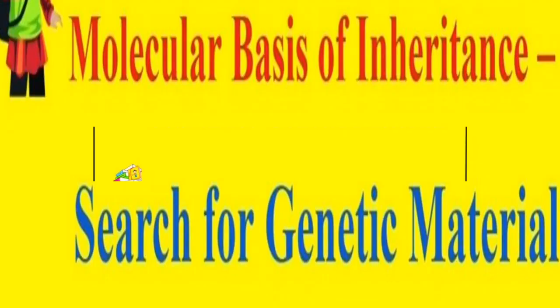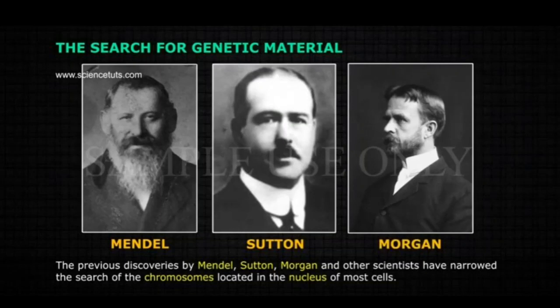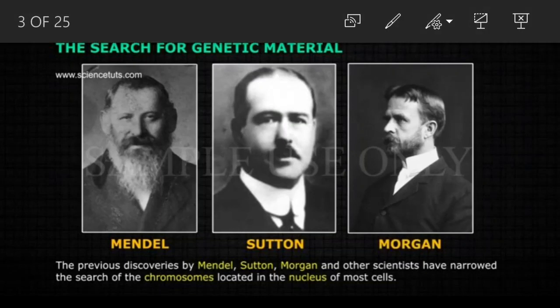Today, I will explain the search for the genetic material from this lesson, Molecular Basis of Inheritance. First of all, we should know what is genetic material. So, any substance which transfers characters from one generation to another is known as genetic material. Genetic material in majority of the organisms is DNA, but in some viruses RNA is the genetic material.